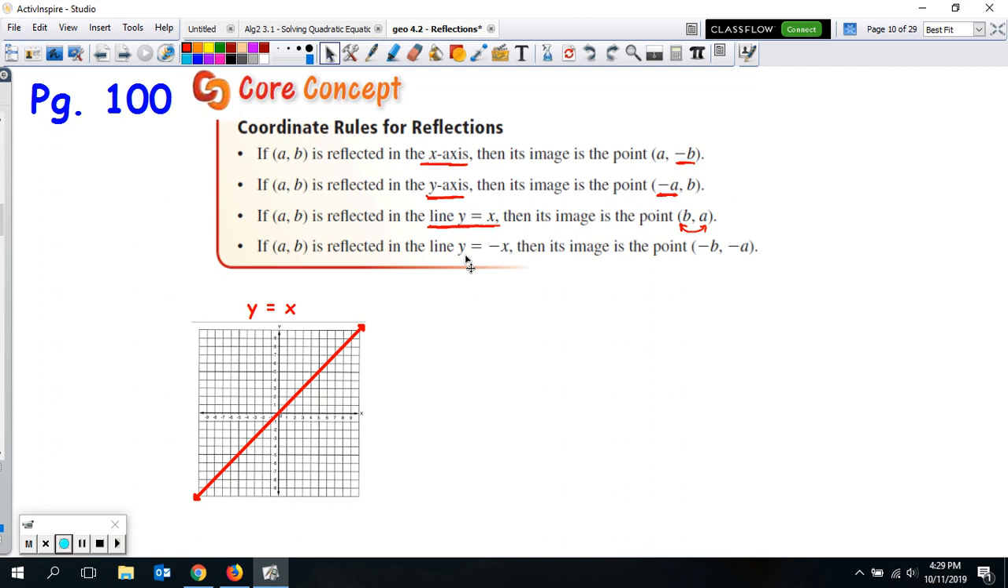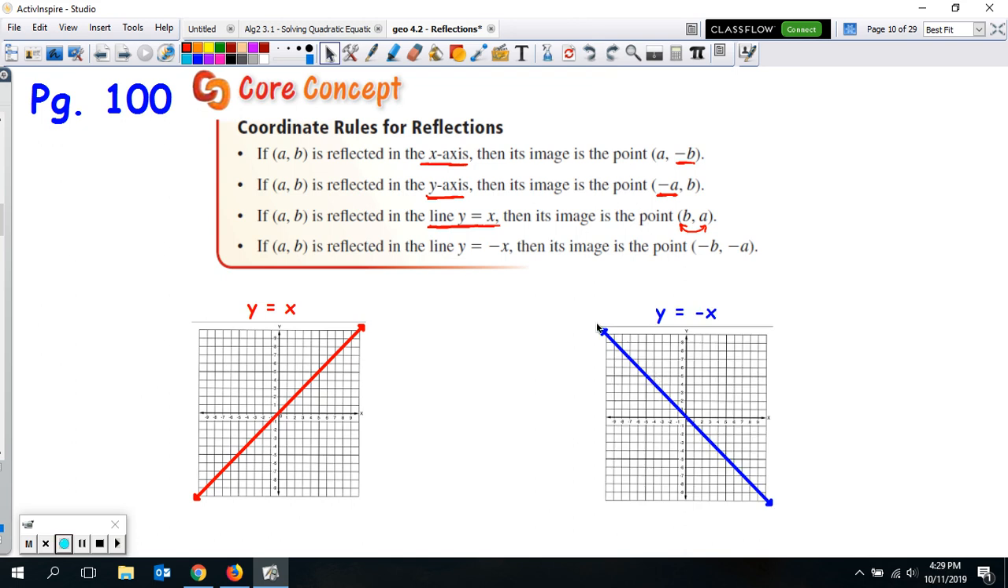But then if we're going to reflect it in a line that's y equals negative x, then all the coordinates of whatever we're reflecting will change. This line here would look like this. It's just the opposite direction. It's the negative slope. So it's up 1, left 1, up 1, left 1, still going through the origin. Go ahead and sketch this one as well so you can know what that line looks like.